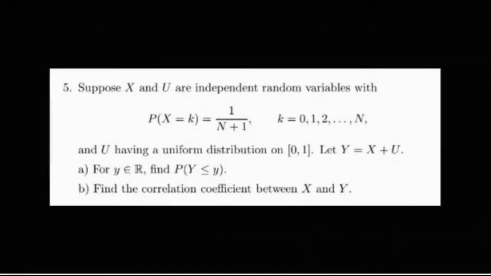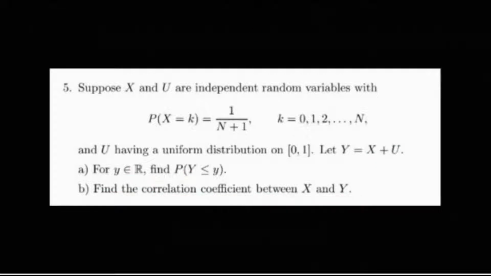Today we are going to solve this problem from ISI MStat year 2005, problem number 5 from the PSB section. The problem says that suppose X and U are independent random variables with probability X equals k equals 1 by n plus 1 for k equals 0, 1, 2 up to n, and U having a uniform distribution over the closed interval 0, 1, and let Y equals X plus U. Then for y belonging to R, find probability Y less than or equal to y, that means the CDF of Y, and find the correlation coefficient of X and Y.